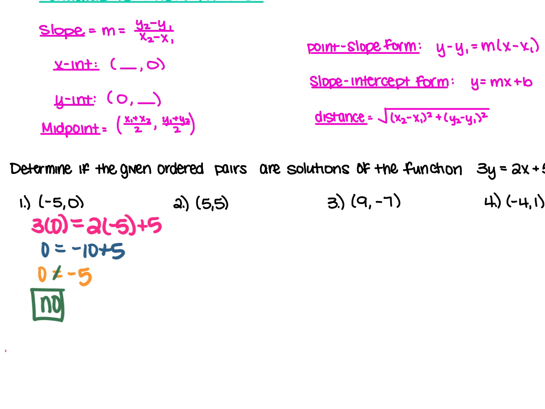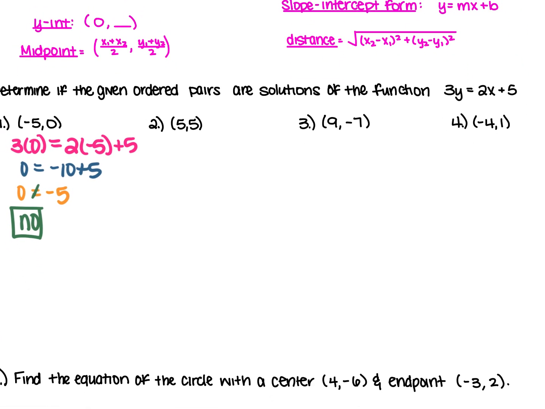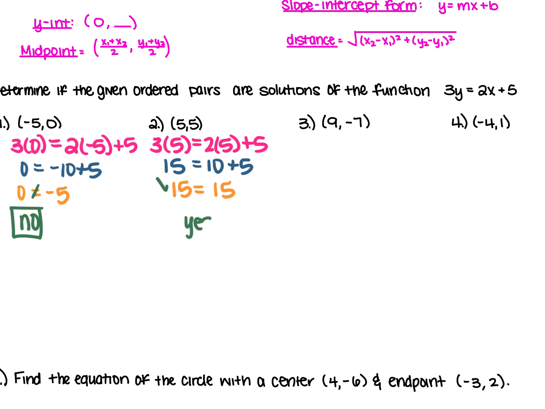For number 2, you're given the ordered pair 5, 5. So we're going to plug in the 5 for x and the 5 for y. So it's going to be 3 times 5 is equal to 2 times 5 plus 5. The 3 times 5 is 15. The 2 times 5 is 10. On the right side, that 10 plus 5 gives you 15. So 15 is equal to 15. This is a true statement, so you give yes as your answer.